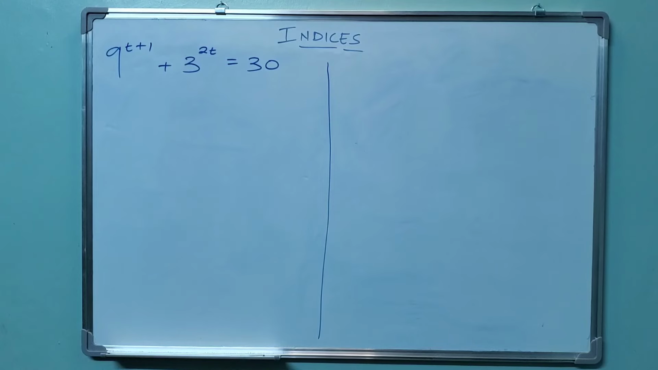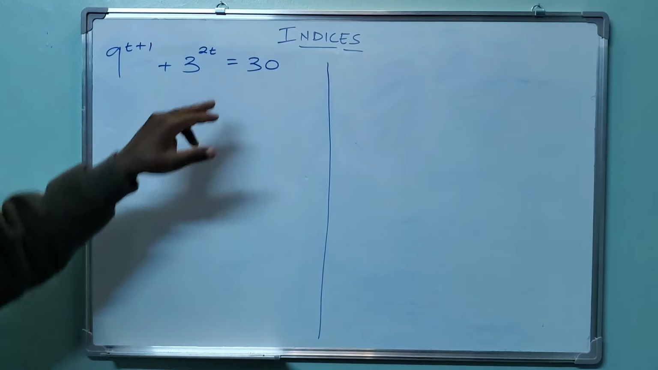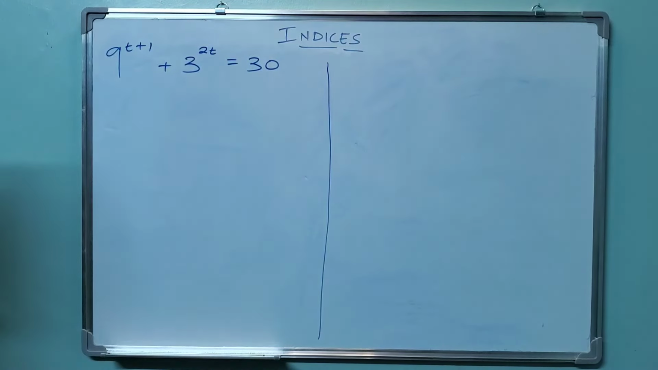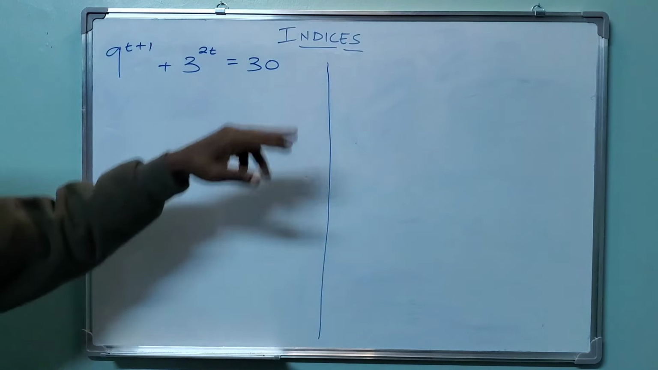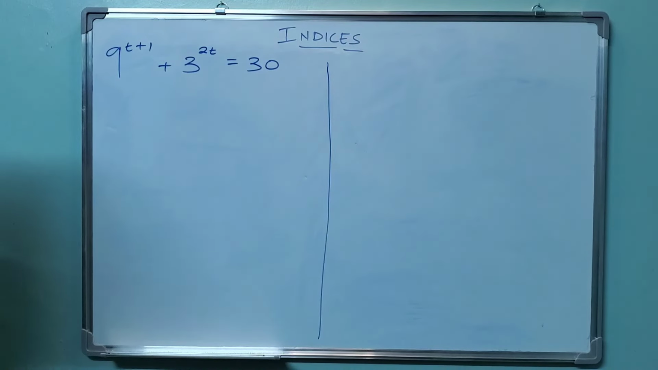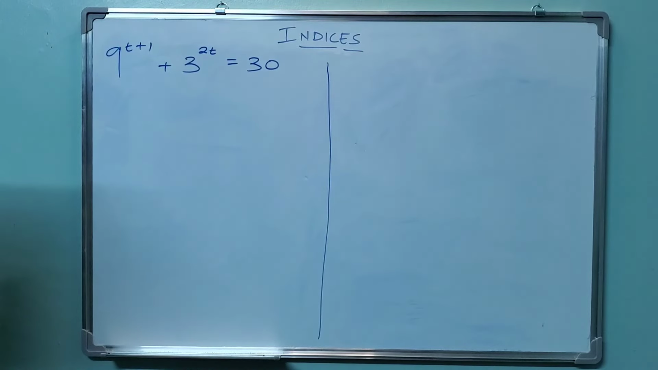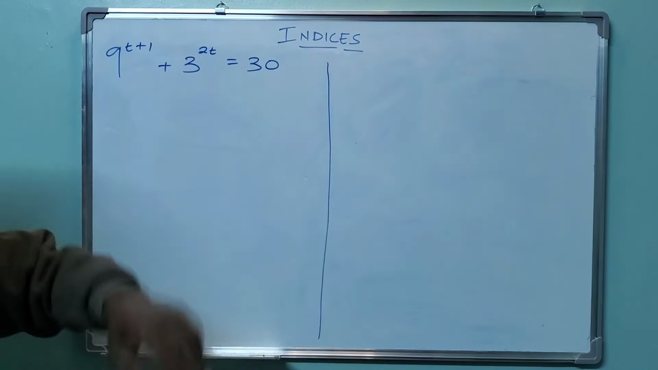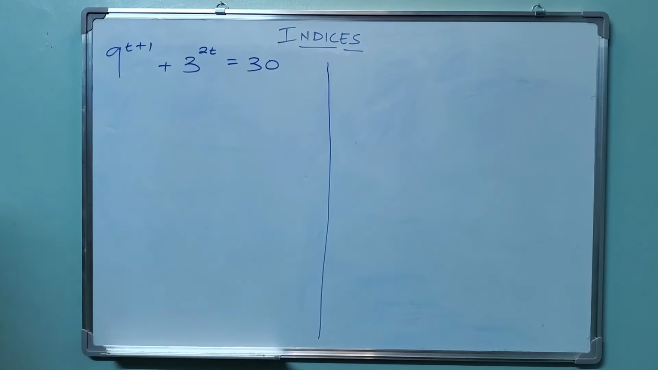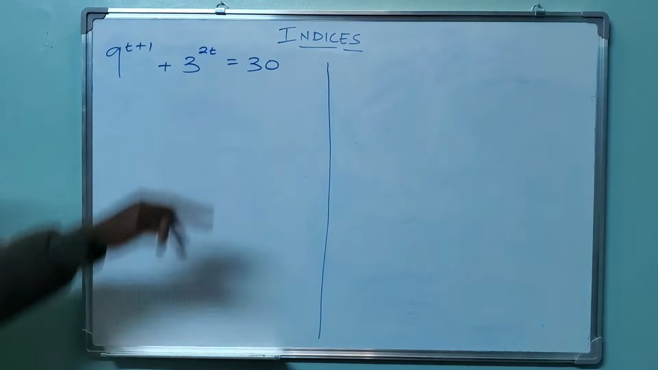Now, number one, I know 9 and 3 can be made to the same base, that is to base 3. But I cannot make 30 to base 3. The fact that a number can be divided by the base of those numbers doesn't mean that we can make it to the same base. 30 cannot be raised to base 3. But 9 and 3 we can.